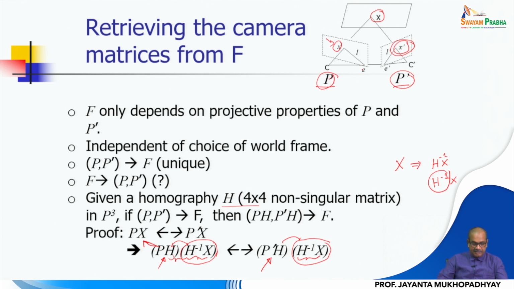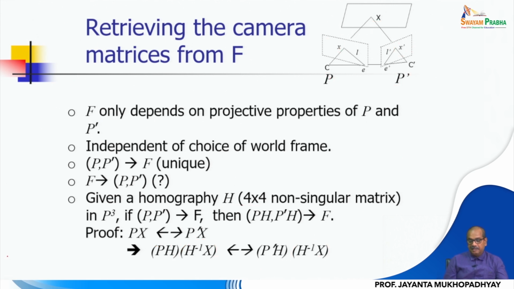So this is the proof that it is not unique. If I give you F, and if P and P prime is a solution given F, then PH and P prime H, where H is a 4x4 non-singular matrix, is also a solution, which means they are all equivalent. They are the same family of stereo configurations. So this is the ambiguity up to a 4x4 homography.